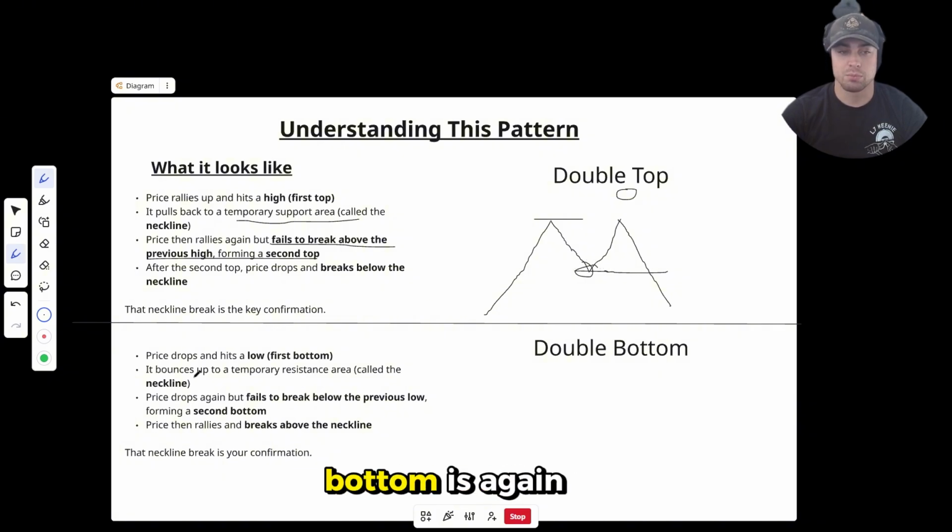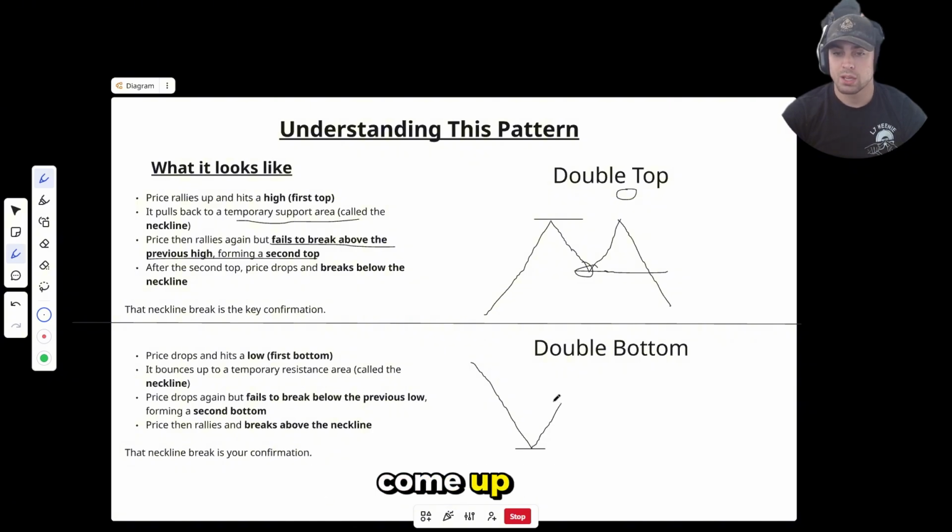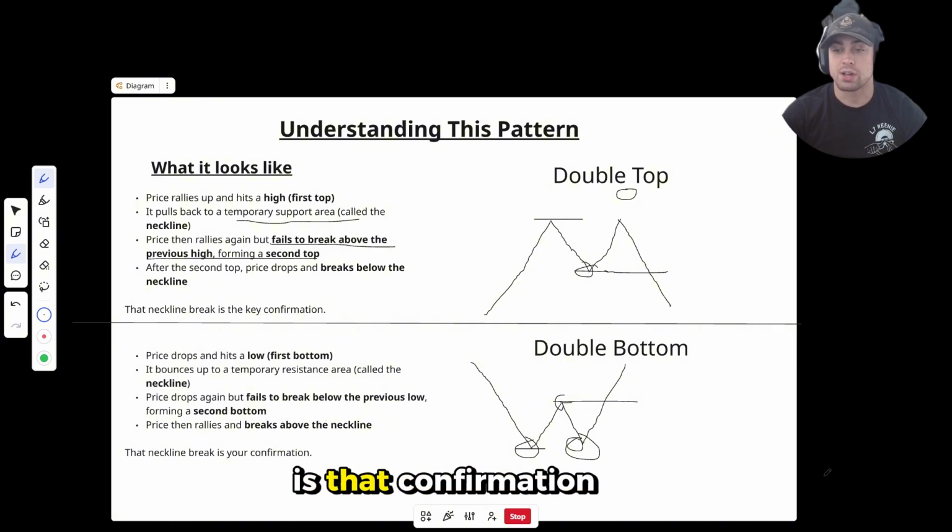So a double bottom is, again, the opposite. So these patterns are just opposite, right? Price is in a downtrend. It's going to come down. It's going to hit a support level. It's going to bounce, come up, create a resistance for the neckline. It's going to come down to about equal lows of that first bottom. And then it's going to come up and break that neckline right here, okay? So that's first bottom and the second bottom right here, and then neckline right here. Again, the neckline break is that confirmation.